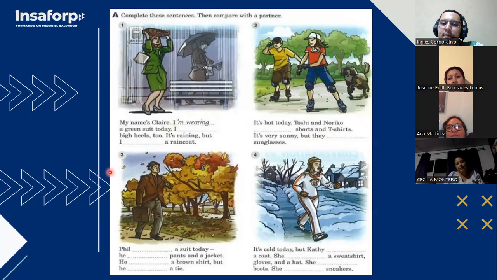Phil is wearing a suit today. He is wearing pants and a jacket. He is wearing a brown shirt, but he's not wearing a tie. Okay, thank you, Yoselin. And who's going to be the last one?